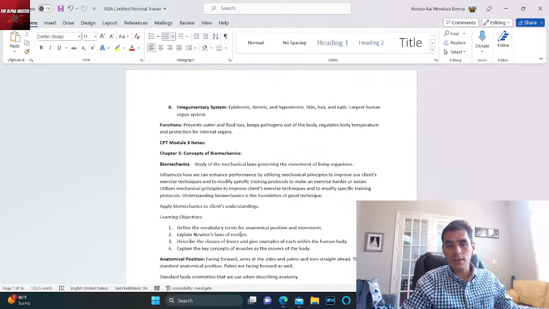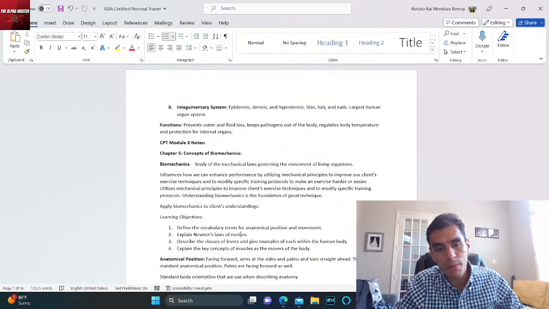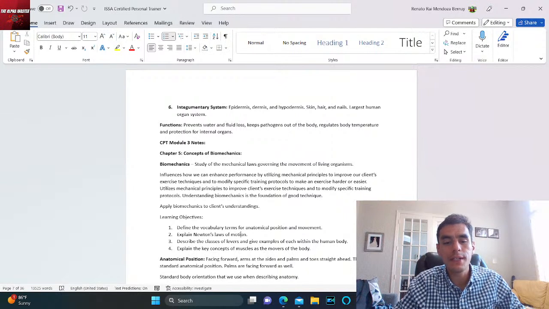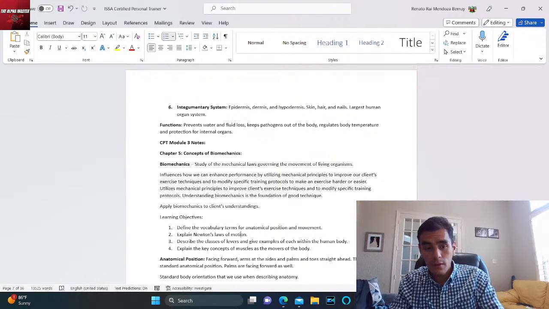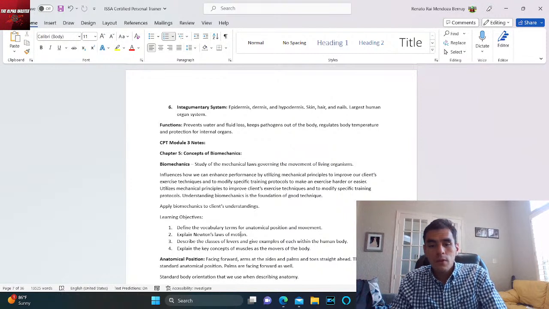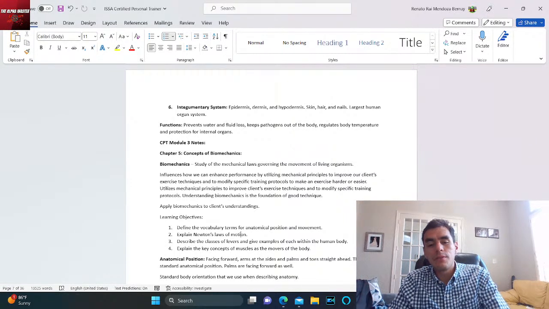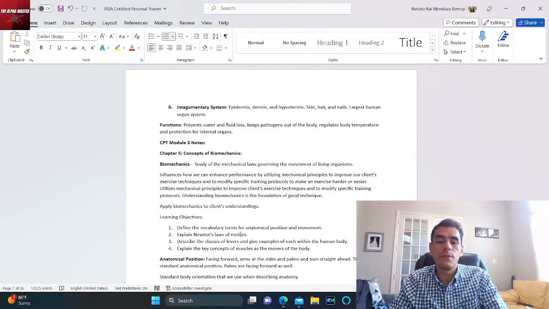So again, the learning objectives for this chapter. You have to apply biomechanics to clients' understanding. The learning objectives are to define the vocabulary terms for anatomical position and movement, and explain Newton's laws of motion.